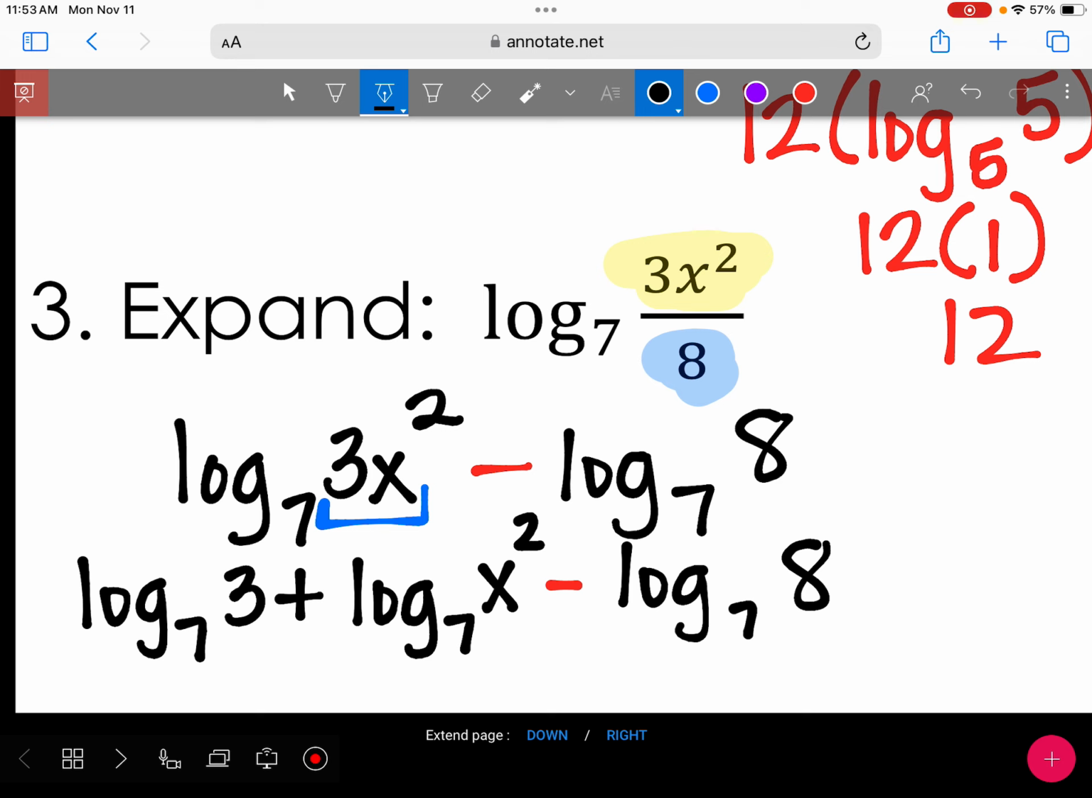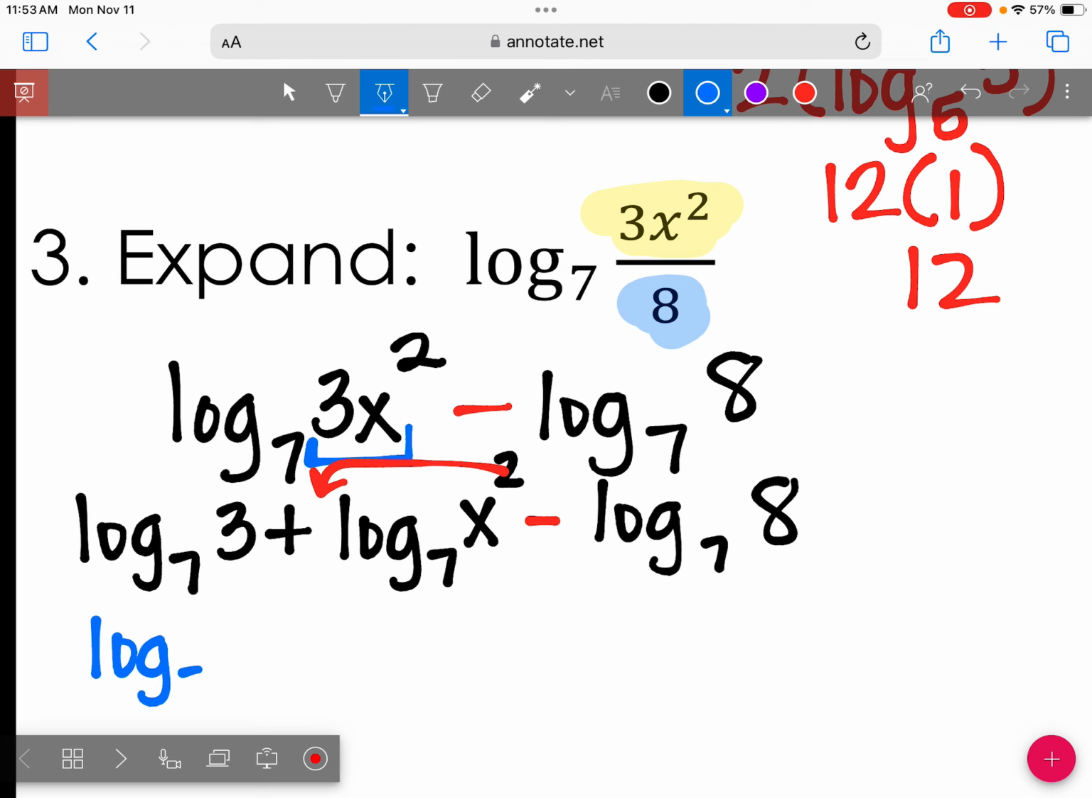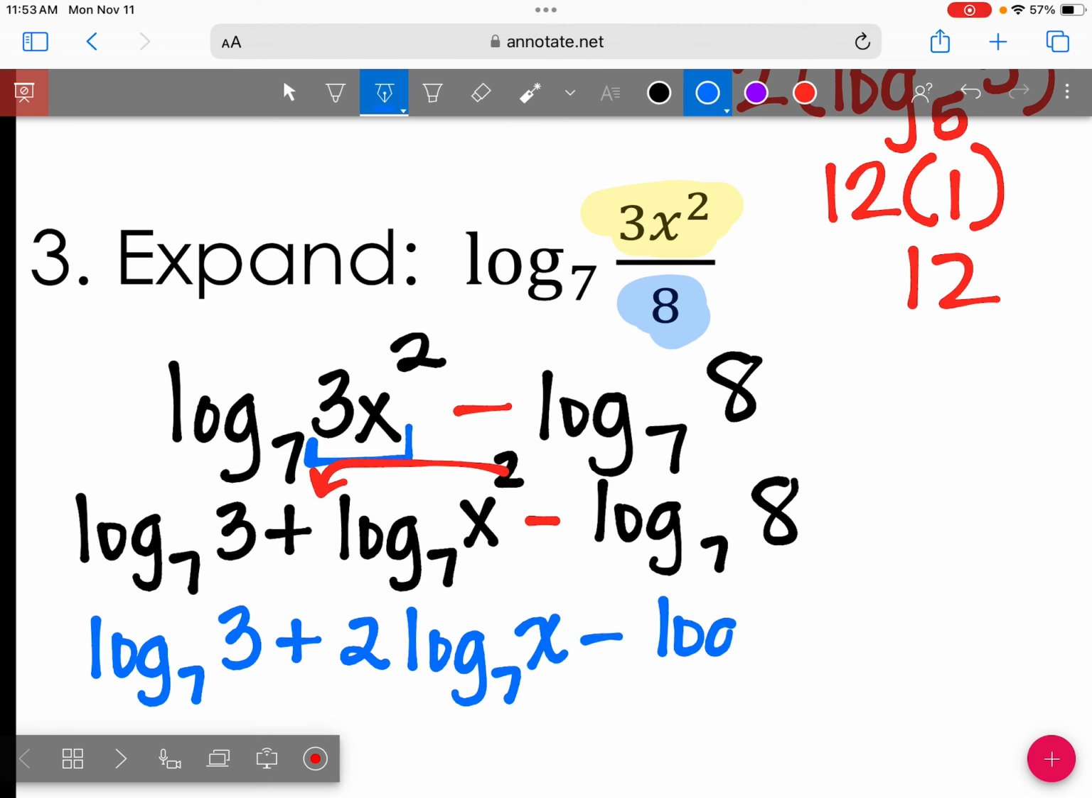All right, last step. What else do I have to do? Move the 2. If you have an exponent, it gets moved to the front. So your final answer would be log base 7 3 plus 2 times the log base 7 x minus the log base 7 8. And that would be fully expanded. Any questions about that?